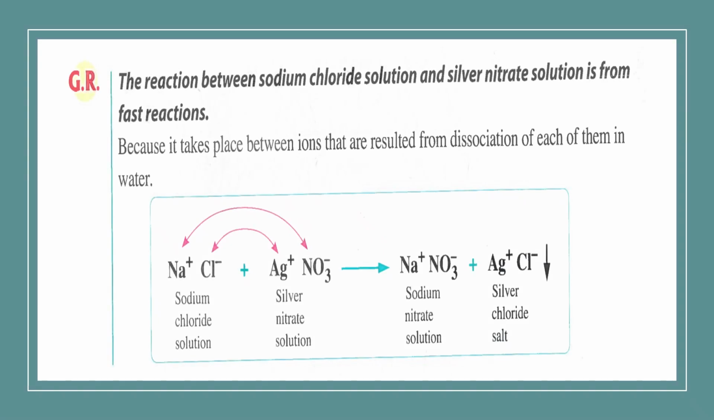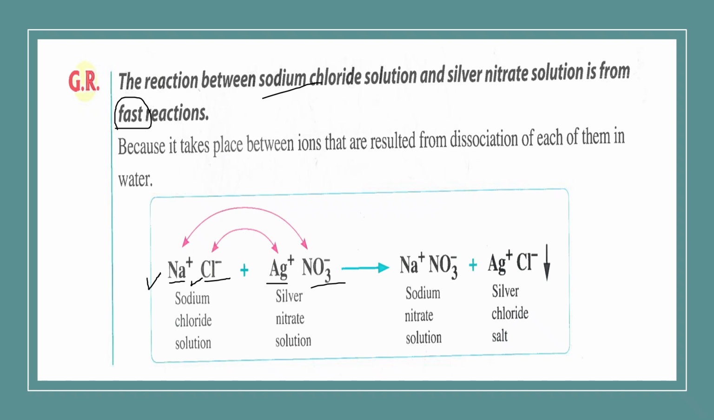Question: the reaction between sodium chloride, NaCl, and silver nitrate, AgNO3, is one of the fast reactions. When I say fast reaction, I mean it takes a shorter time compared to many other reactions. Why? Because this reaction takes place between ions. And as you know, ions can be dissolved easily in water.